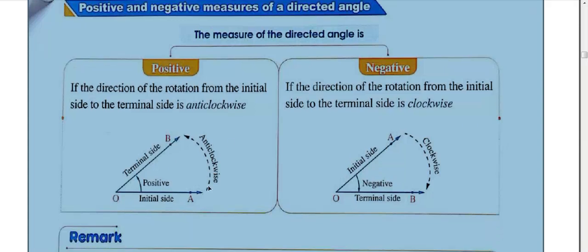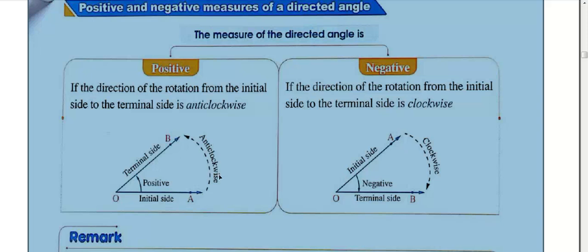Look at the direction. If the direction of the rotation from initial side to terminal side is anti-clockwise, the sign is positive. We know clockwise is like drawing from left to right. So direction anti-clockwise, the sign will be positive.